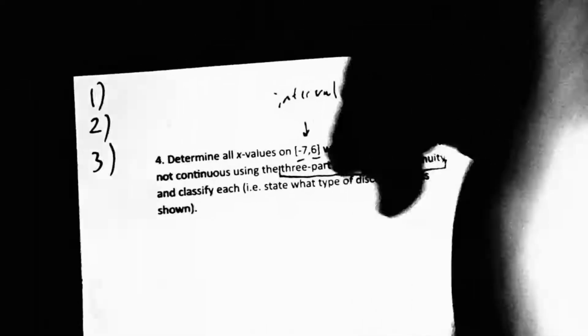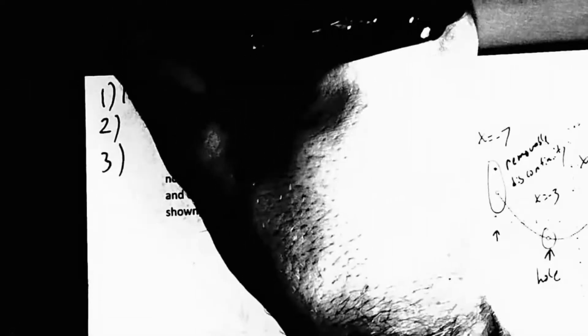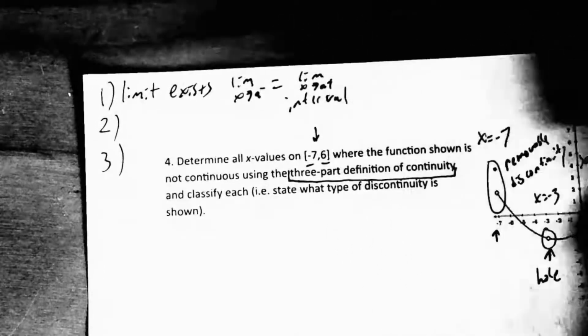Number one, what is it? That's right. The limit exists, meaning, in other words, limit from the left equals limit from the right. That's what that's saying. Number two, f of a is defined, meaning there is an output for that input. It's not a hole or an asymptote. And then three, that output equals the limit.